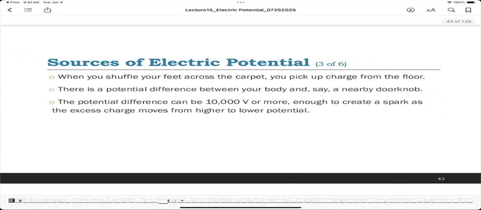Let's continue talking about sources of electric potential. When you shuffle your feet across the carpet, you pick up charge from the floor. There is a potential difference between your body and a nearby door knob. The potential difference can be 10,000 volts or more, enough to create a spark as the excess charge moves from higher to lower potential. Amazing, am I right?